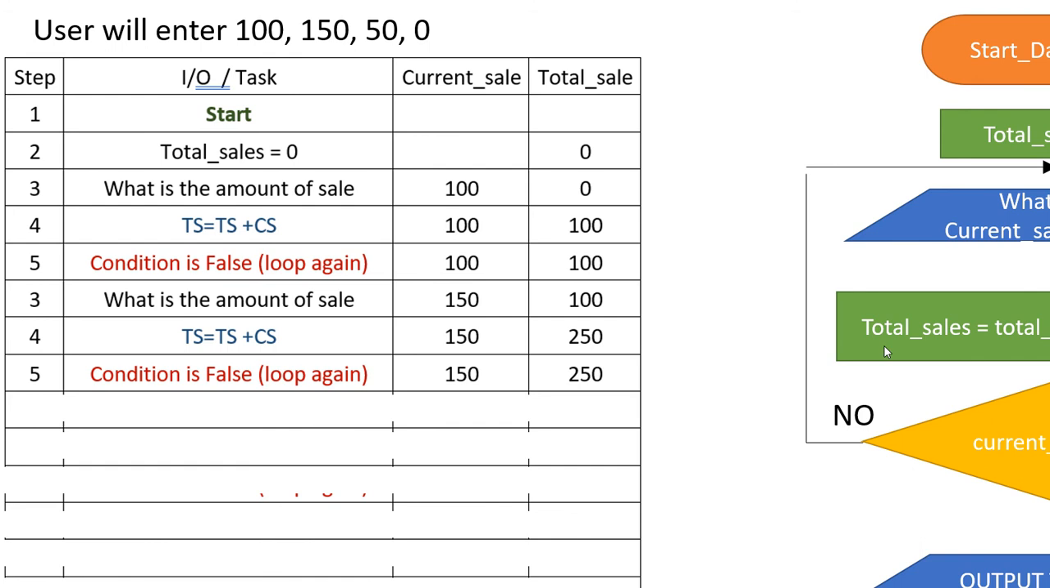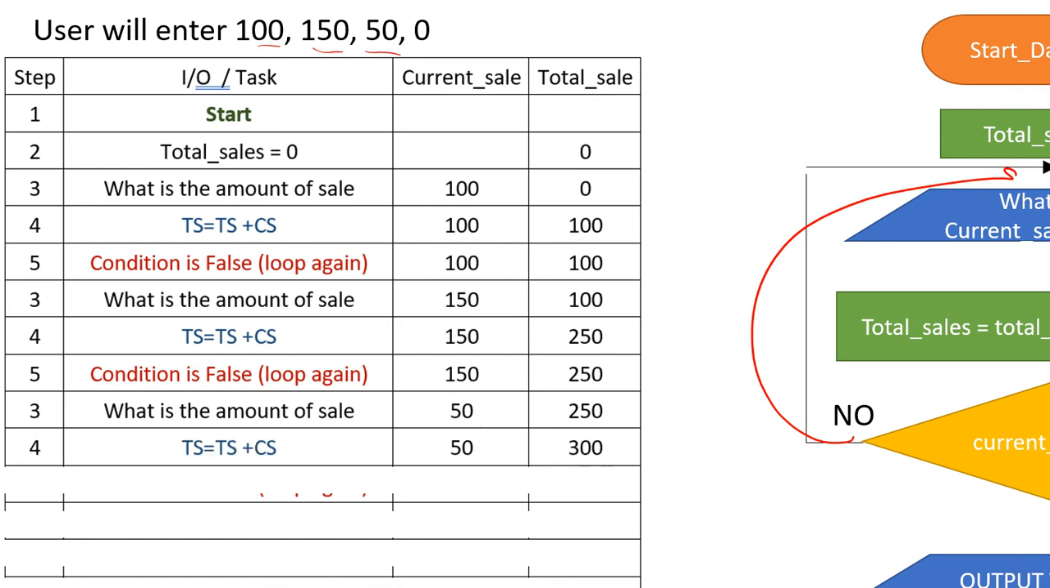Is the current sale equal to 0? No, it's equal to 150. So I move again to step number 3. Step number 3, ask the user the third time. That's fine, I'm looping. Every time I loop, I have to repeat the same jobs. I ask him, and he gives me the third number: 1, 2, 3. He gave me 50. After that, I add that 50 to the total sale, so now my total sale is 300.